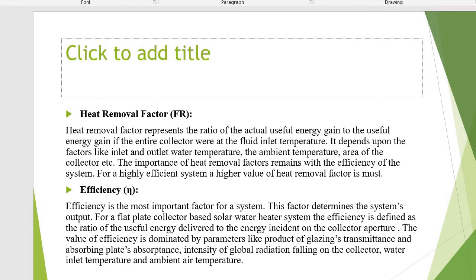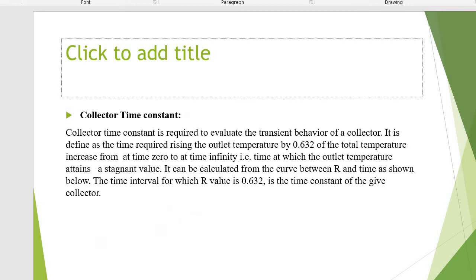For a flat plate based solar water heater system, efficiency is defined as the ratio of useful energy delivered to the energy incident on the collector. The value of efficiency is dominated by parameters like the product of glazing transmittance and absorbing plate absorptance, intensity of global radiation falling on the collector, water inlet temperature, and ambient air temperature.